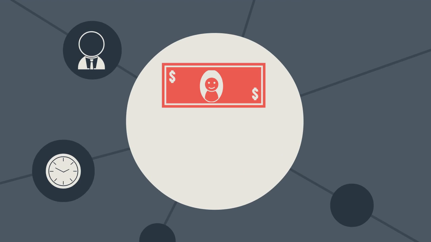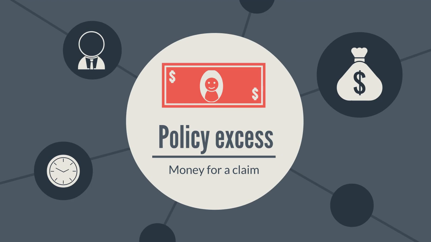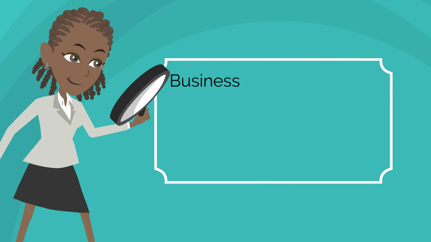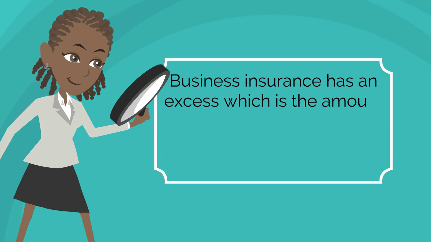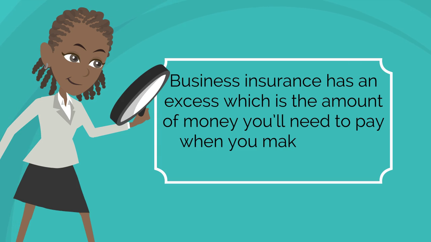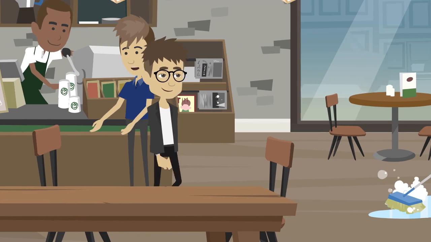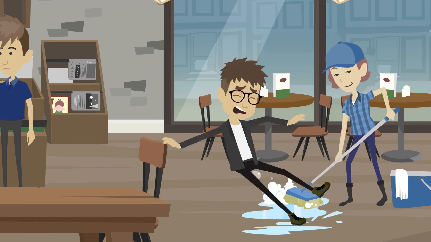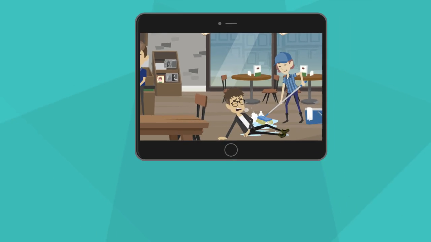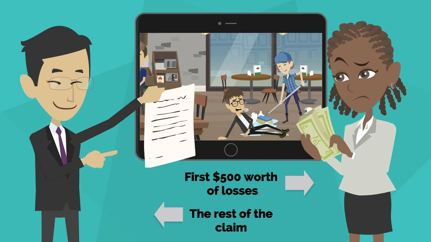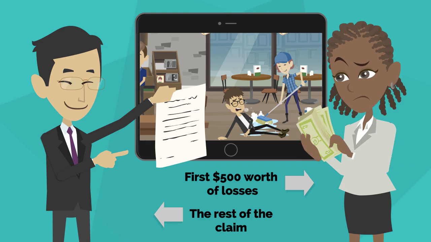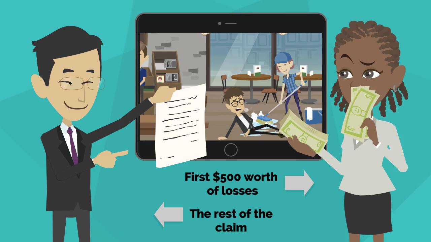Firstly, we'll start with the policy excess. Just like your car insurance, business insurance has an excess, which is the amount of money you'll need to pay when you make a claim under the policy. For example, public liability policies usually have an excess of $500, meaning you'll have to pay the first $500 worth of the losses, and your insurer will pay the rest of the claim, providing it doesn't exceed the policy limit.